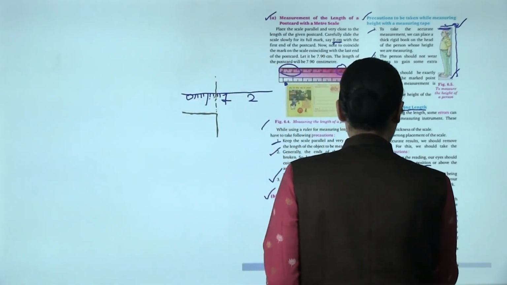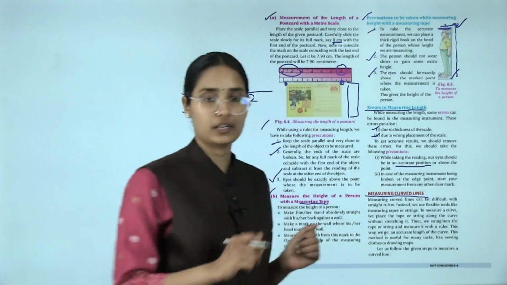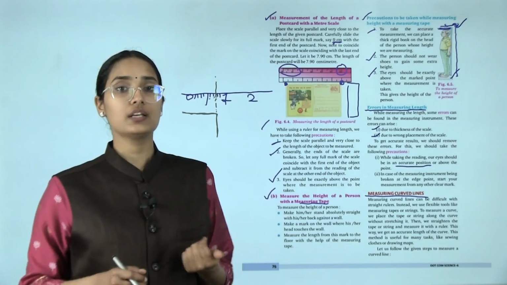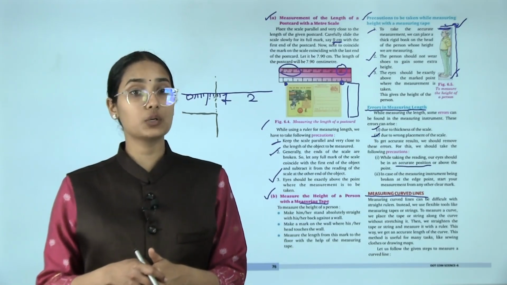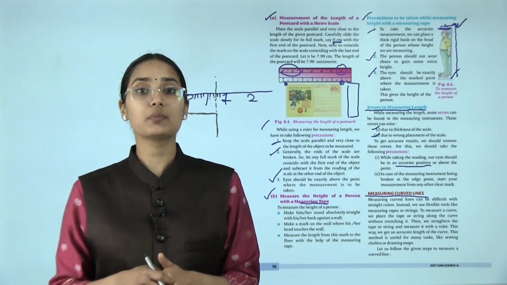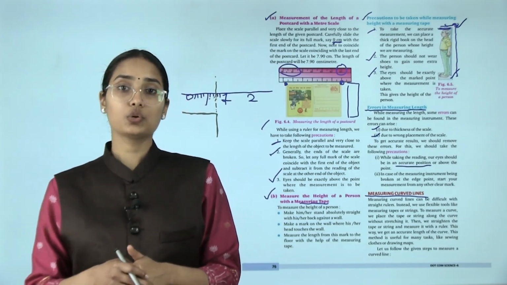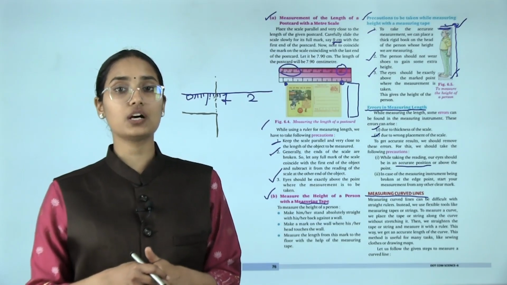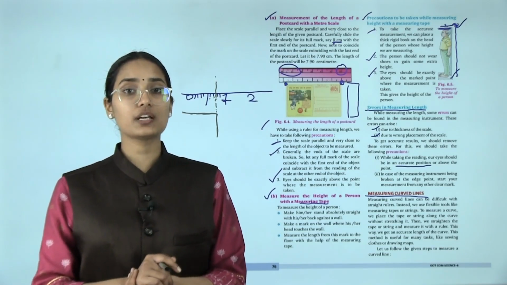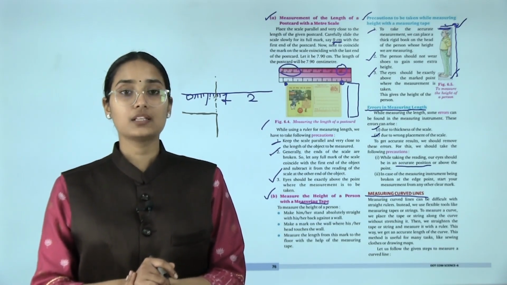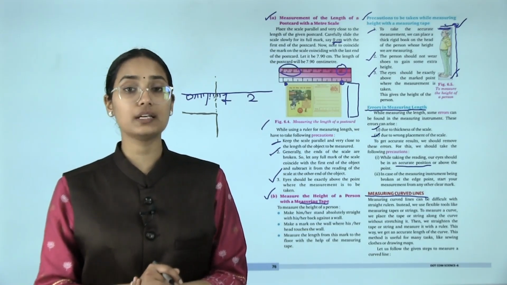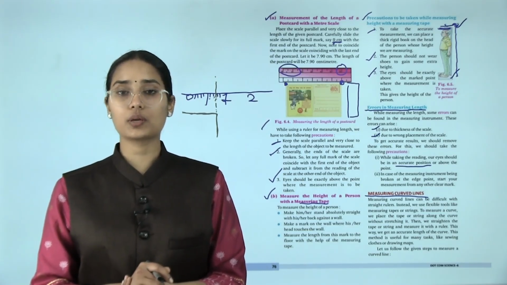Now, let us understand how we can measure curved lines. These were all the straight things. Now, how can we measure curved lines? Measuring curved lines can be difficult with straight rulers. Instead, we use flexible tools like measuring tapes or strings. To measure a curve, we place the tape or string along the curve without stretching it. Then we straighten the tape or string and measure it with a ruler. This way, we get an accurate length of the curve. This method is useful for many tasks like sewing clothes or drawing maps.